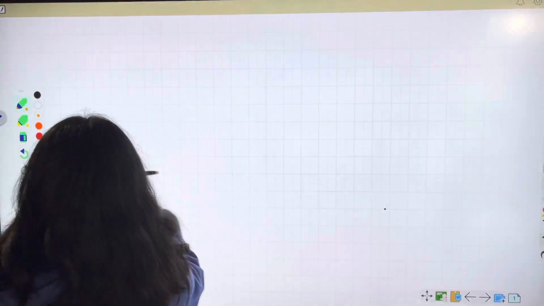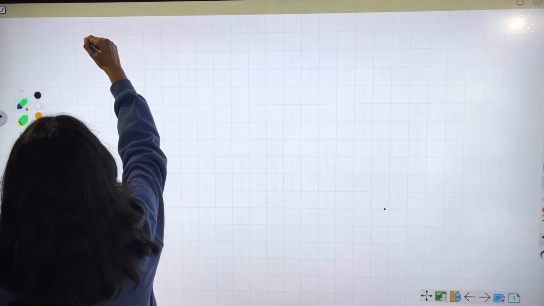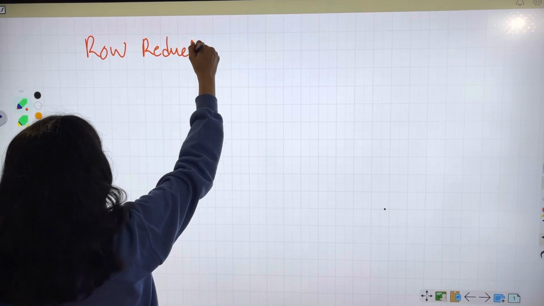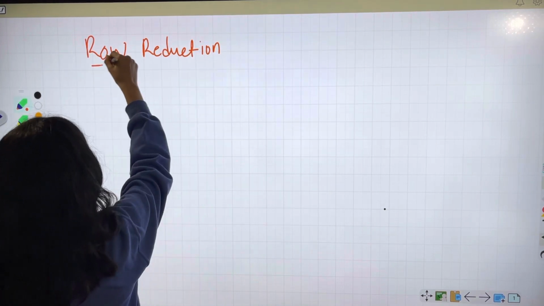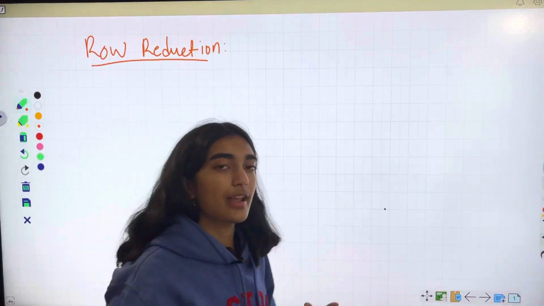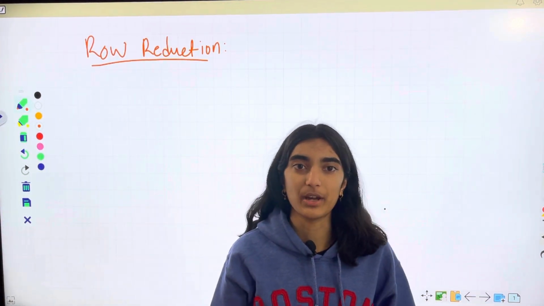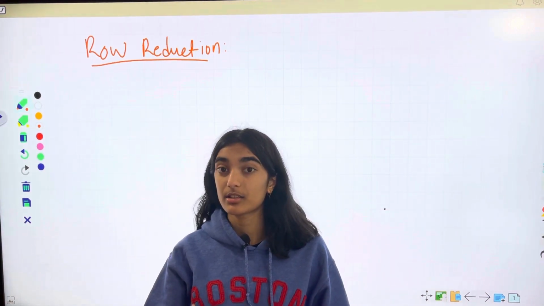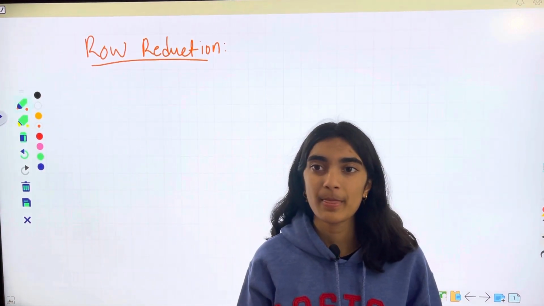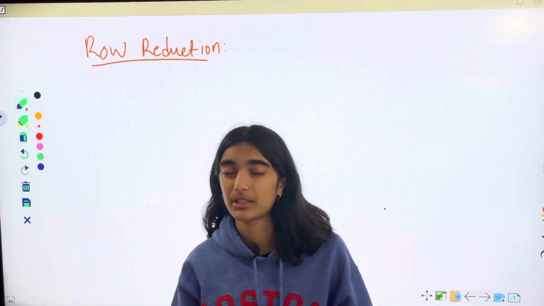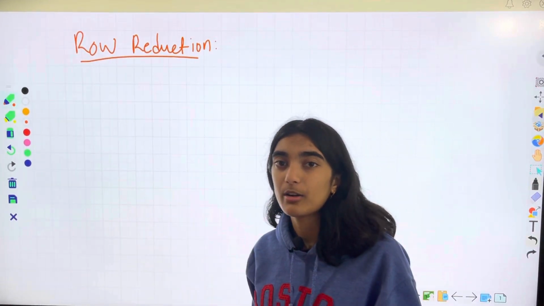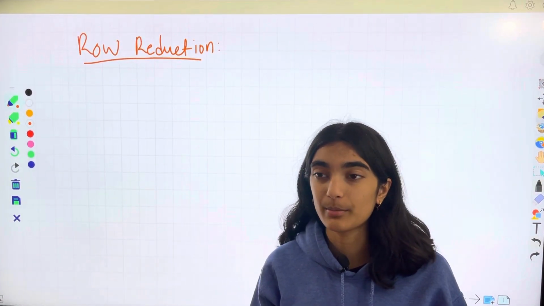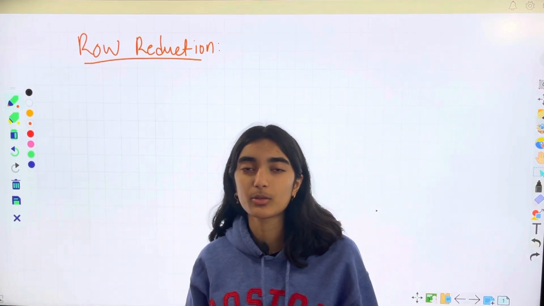So let's start talking about row reduction. Row reduction is a technique that involves matrices, and you might be familiar with solving systems of linear equations using techniques like substitution and elimination. In this video, we're going to be finding a way to do the same thing in a much faster and much easier way.